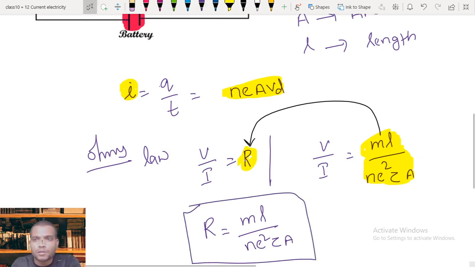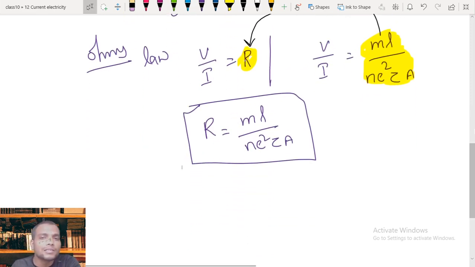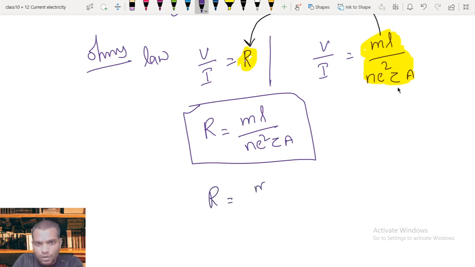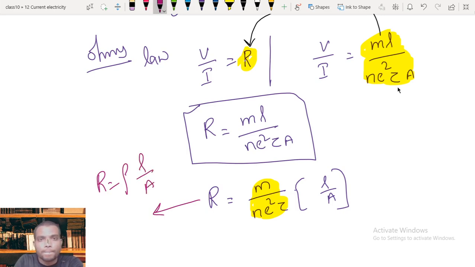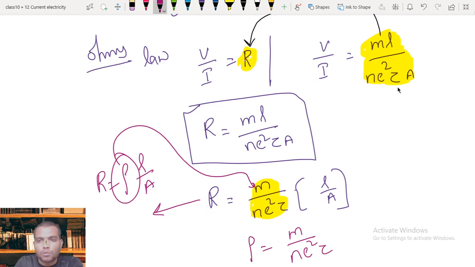Here m is mass of electron and L is the length of the conductor, n is electron density, e is charge, tau is relaxation time, and A is the area of cross section. So from this we rewrite the expression as R equal to m upon ne square tau times L upon A. This is what we call resistivity, because earlier we know that resistance R equal to rho times L upon A. Now the new formula for rho, resistivity rho equal to m upon ne square tau.